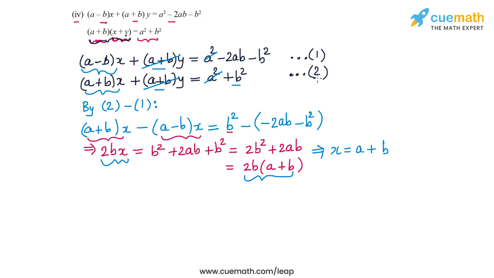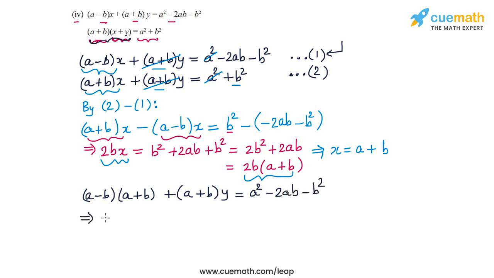Now let me substitute this into any of the two equations and get the value of y. Let's substitute the value of x into the first equation. So I have a minus b times a plus b, the value of x, plus a plus b times y is equal to a square minus 2ab minus b square.